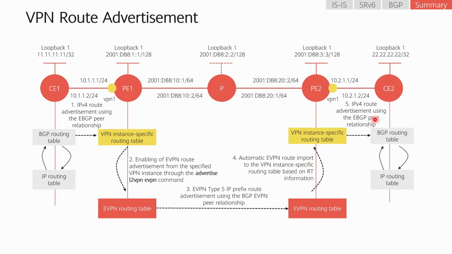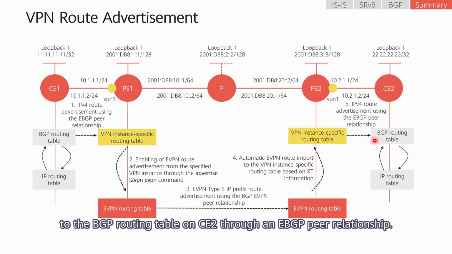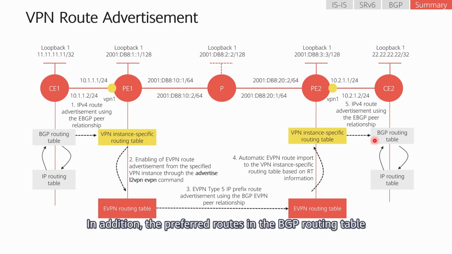The fourth step is automatic EVPN route import to the VPN instance-specific routing table based on carried RT information. The last step is to advertise routes from the VPN instance-specific routing table on P2 to the BGP routing table on CE2 through an eBGP peer relationship. In addition, the preferred routes in the BGP routing table can be added to the IP routing table for forwarding.